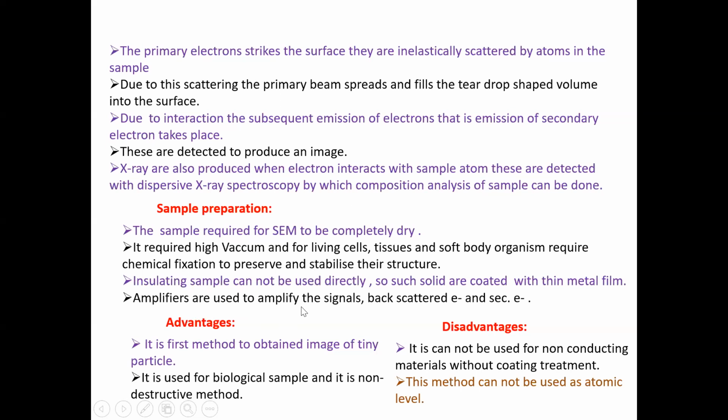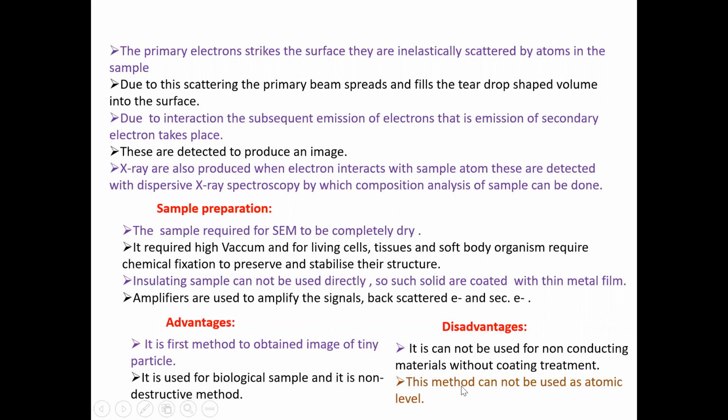Okay, then some advantages and disadvantages of your SEM. The first advantage of your SEM is that it is the first method to obtain the image of tiny particles. Tiny particles ची इमेज देणारा हा पहिला इन्स्ट्रुमेंट आहे किंवा कॅरेक्टरायझेशन टेक्निक आहे. सेकंड ऍडव्हान्टेज आहे दॅट इट इज यूज्ड फॉर द बायोलॉजिकल सॅम्पल अँड इट इज नॉन डिस्ट्रक्टिव्ह मेथड. ही नॉन डिस्ट्रक्टिव्ह मेथड आहे बायोलॉजिकल सॅम्पल साठी आणि सुद्धा हा यूज करता येते. ओके, म्हणजे तुम्ही जर एखाद्या लिव्हिंग ऑर्गॅनिझमची सेल घेतली ती सुद्धा आपल्याला त्याची इमेज काढता येते न डिस्टर्ब होता. दिस इज व्हेरी important advantage.